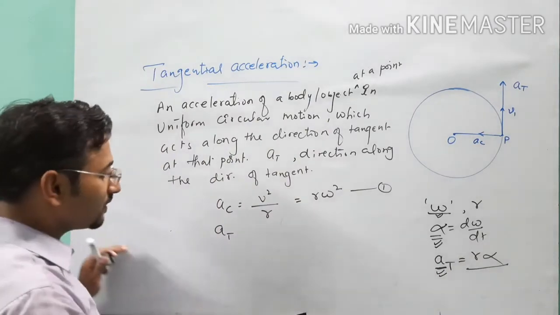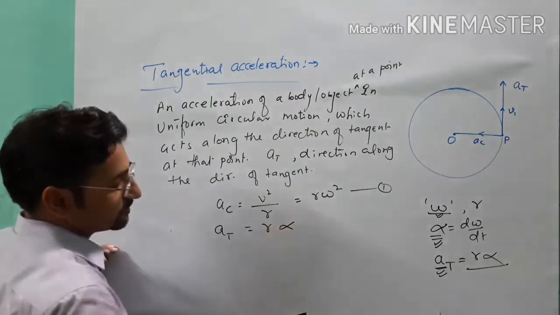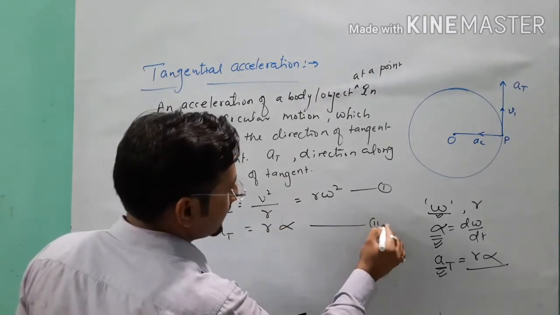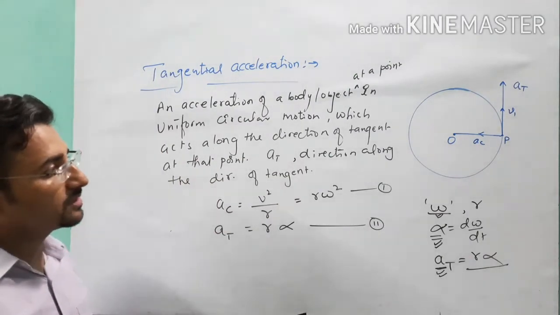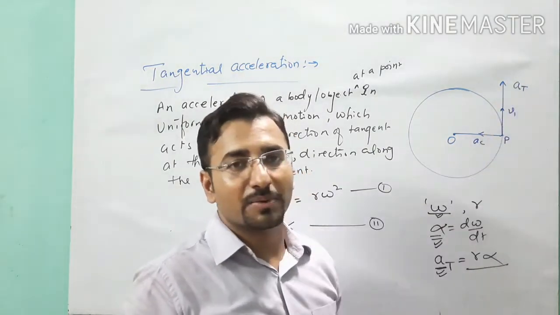So the formula for tangential acceleration, I can write r alpha. Point clear? So this is the formula of tangential acceleration, which is the same as the linear acceleration, because it acts along the straight path or linear path.